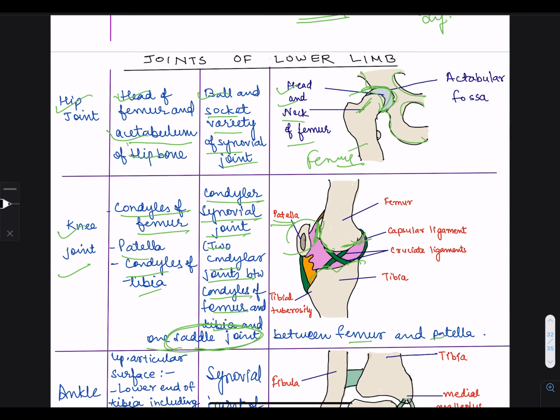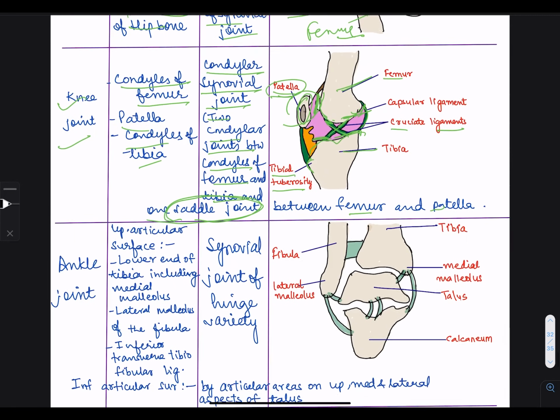So the diagram is also very clear, showing the femur over here, the tibia, and the tibial condyles. This protruding part is known as tibial tuberosity. This bone is patella, and the femoral condyles will articulate with the condyles of tibia, and the patella will also take part in the joint. These are the ligaments known as cruciate ligaments, and there is a capsular ligament too.